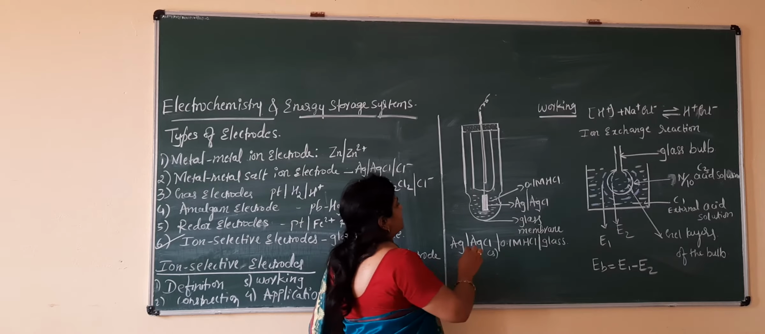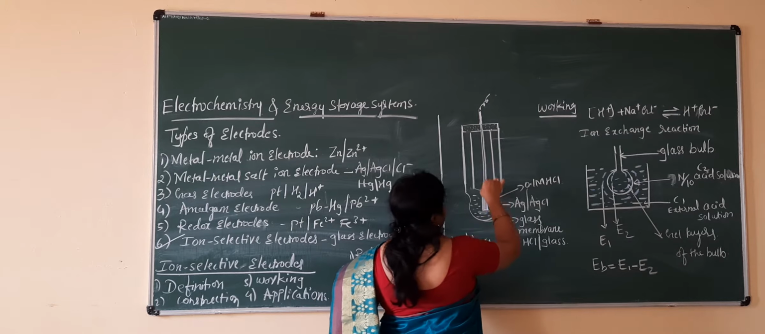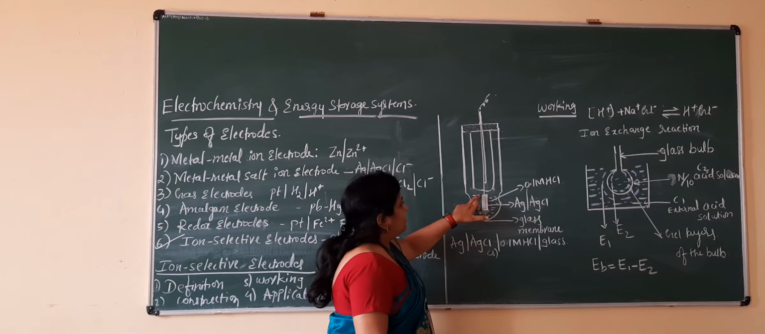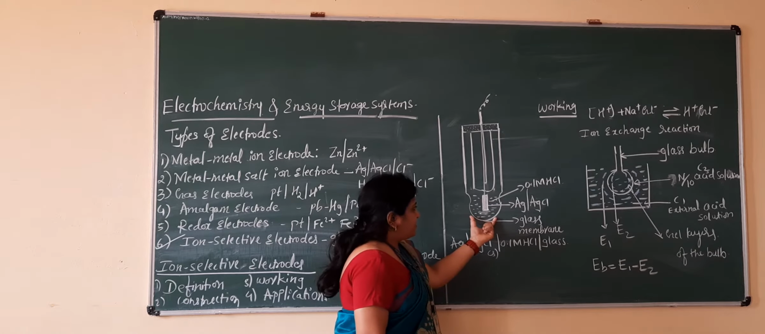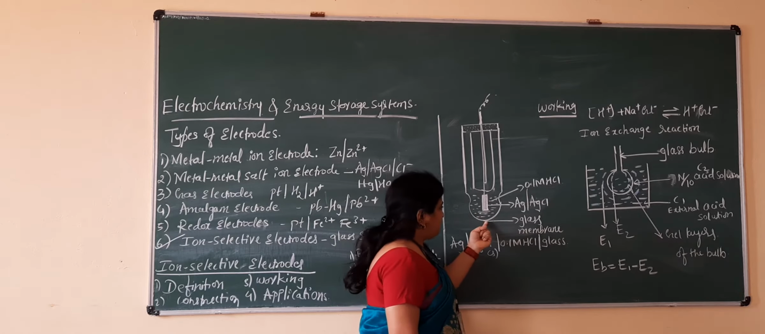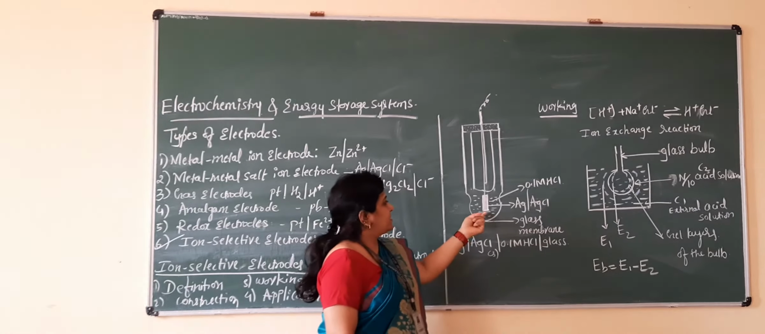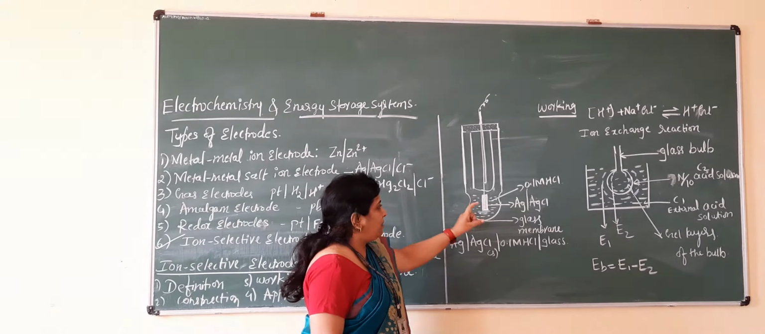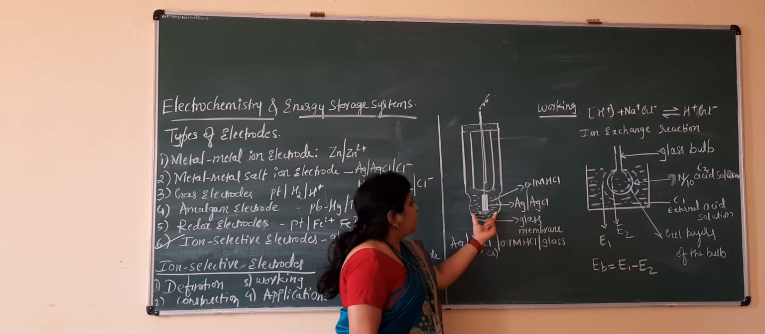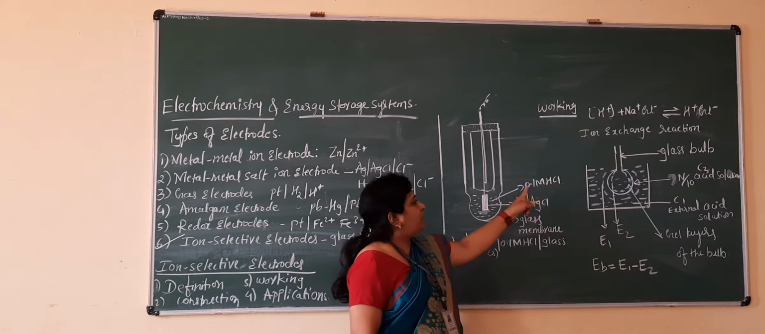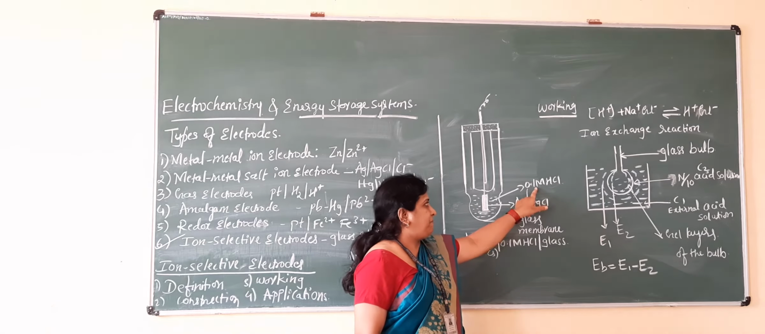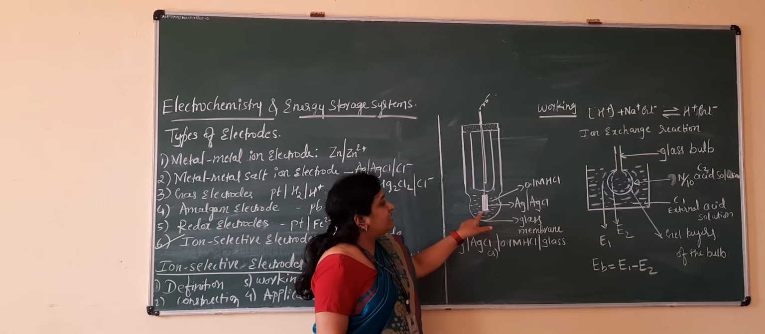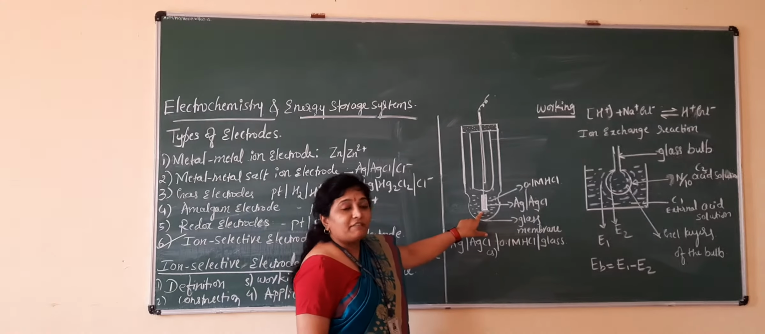There is a central platinum wire for external contact, so that you can connect it. You can see the bulb, it's a very thin bulb with a very thin glass membrane, and inside the bulb we have 0.1 molar HCl solution. One more thing we can see here is AgCl, which is the internal reference electrode.